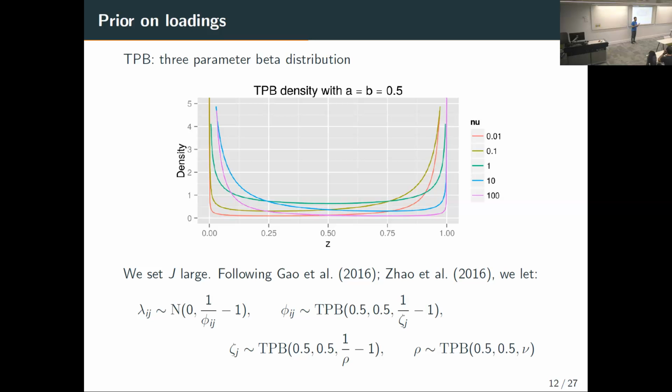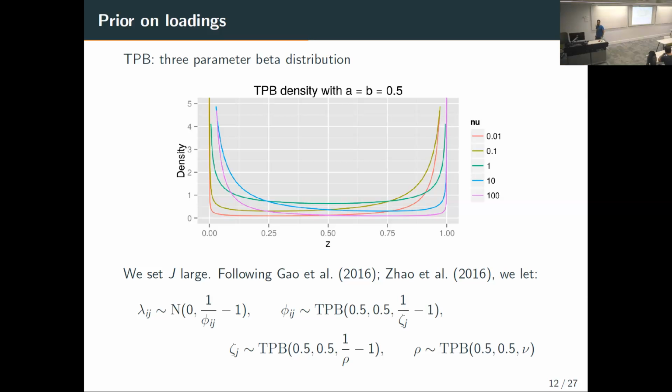This is something you don't want to do. If you want to interpret these things as latent characteristics, you might want to allow them to be different between treated and controlled units. You really don't want to impose too much shrinkage on them, because that's the whole point of this, that they might be different between treated and untreated. So this prior allows us to do that.